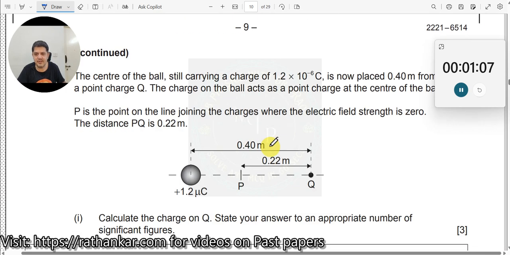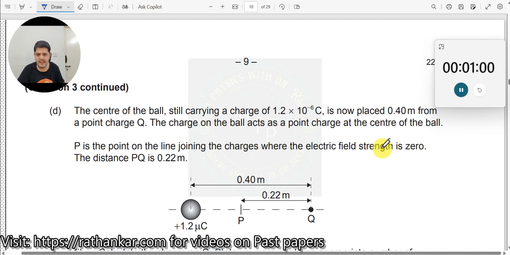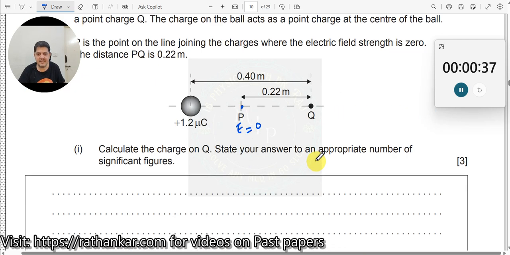Next question is here. The center of the ball, still carrying a charge of 1.2 microcoulomb, is now placed 0.4 meter from a point charge q. Okay, so this is the charge carried by it. They are given the charge over here. The charge on the ball acts as a point charge at the center of the ball. P is at a distance on the line. There is a point P, there is one more charge q here, and at this point, your electric field strength is 0. Distance PQ is given. Calculate the charge on Q. State your answer to an appropriate number of significant figures.